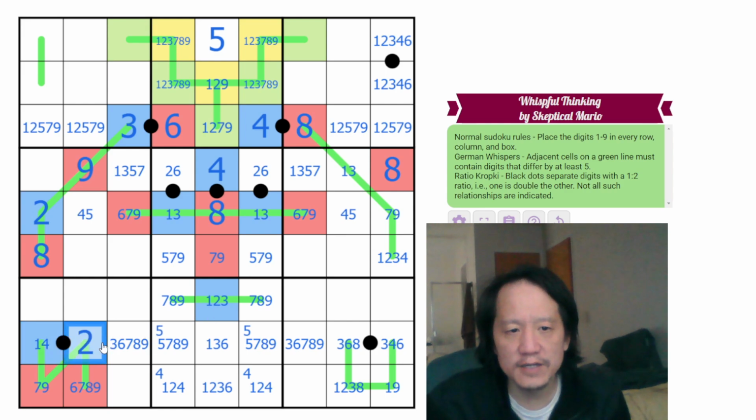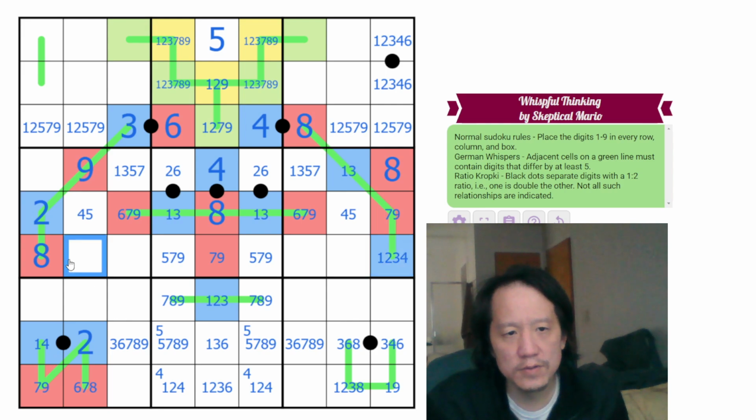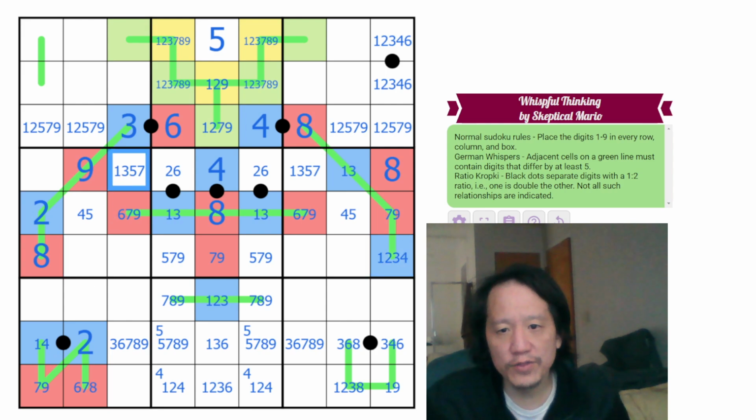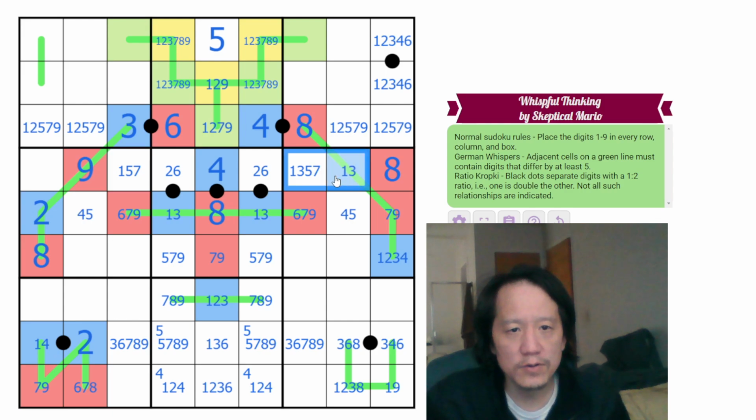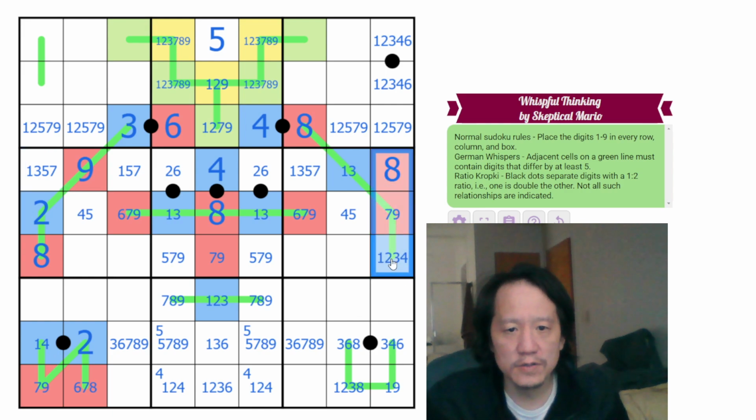Therefore, we know this has to be 2. This can't be 9. This can't be 2 and 8. This is 8. So this is low. And this is high. And this is low. So this can't be 3 either. This is 1, 3, 5, or 7. This is 8. This can't be 8.